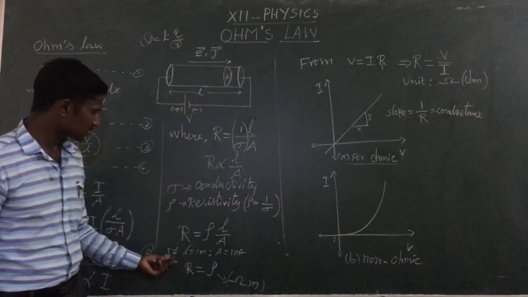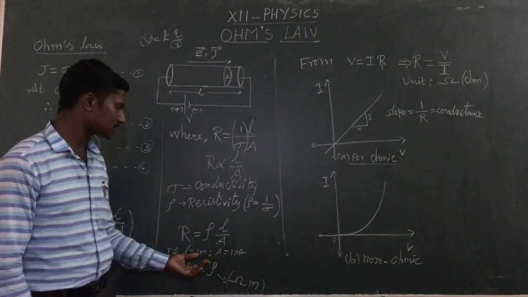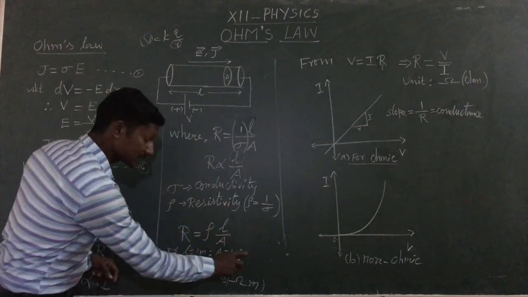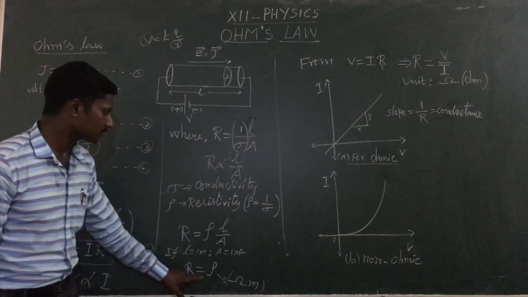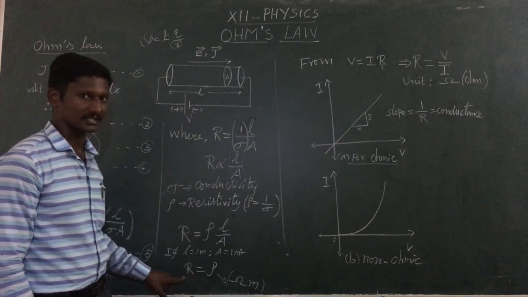If length is equal to 1 meter, then area is equal to 1 meter square. So the way we consider it, R is equal to rho. Therefore resistivity is equal to resistance.